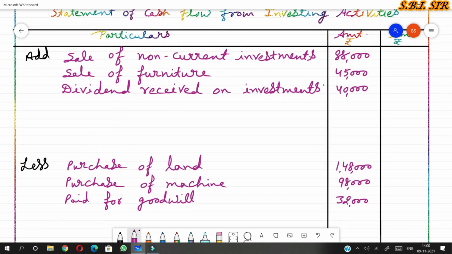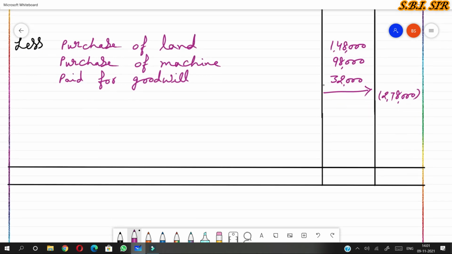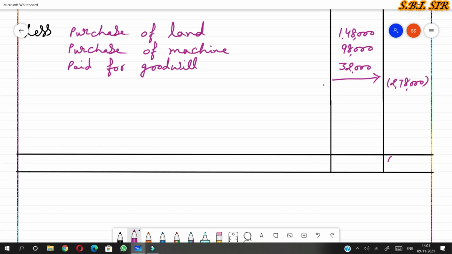So sum is completed, entry posting is completed, so we will make the total. 88,000 plus 45,000 plus 40,000. We will get 1,73,000. 1,48,000 plus 98,000 plus 32,000. We will get 2,78,000. We will deduct it from 1,73,000. Then we will get minus 1,05,000.